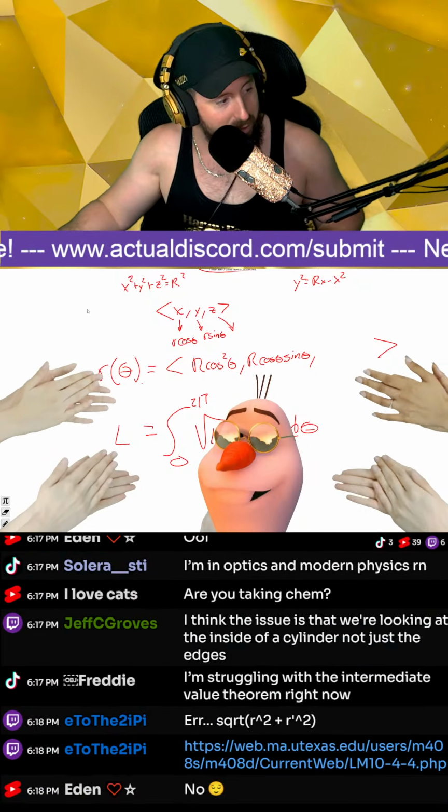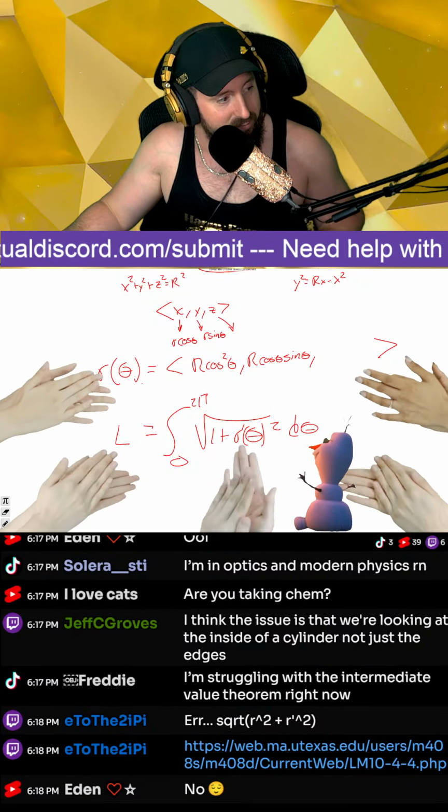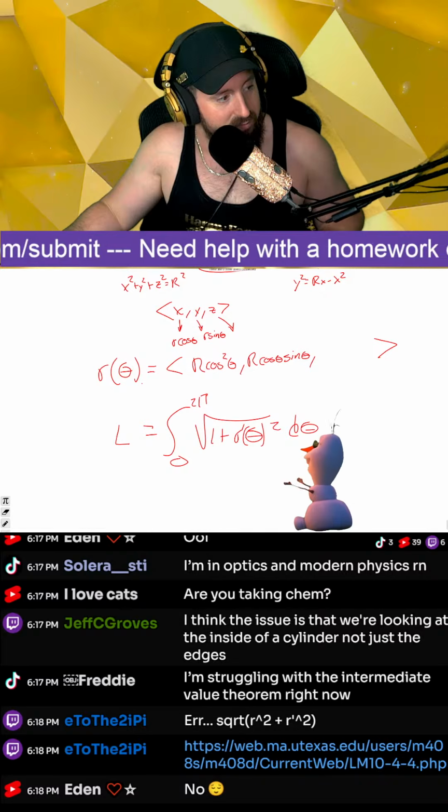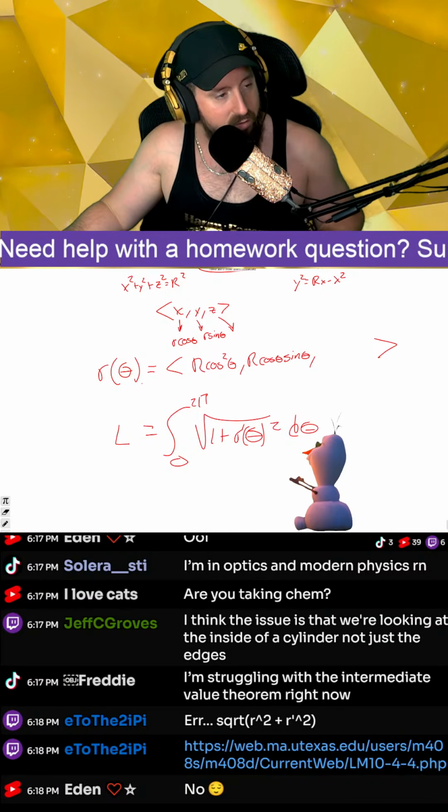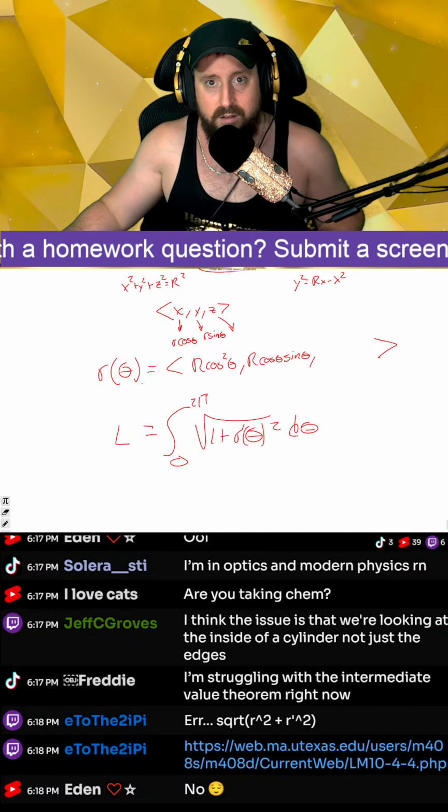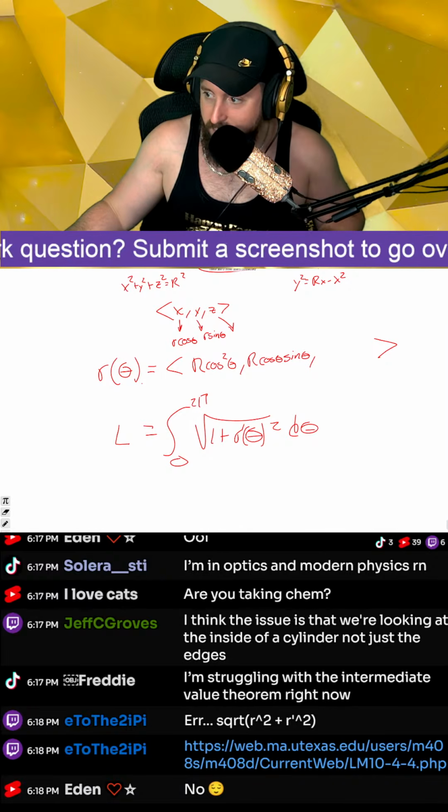Oh, square root of r squared plus r prime squared? Well done! Yeah. Well done! No, I think it's just... yeah. Oh, he has it? One sec. Maybe Zach has something.